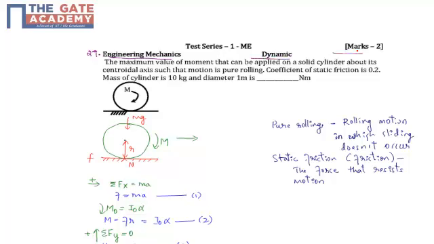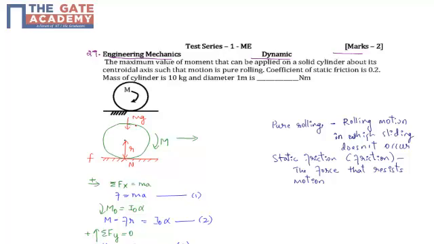Question number 29 is from test series 1, subject engineering mechanics and chapter dynamics, and it is of 2 marks. The question says: find the maximum value of the moment that can be applied on a solid cylinder about its centroidal axis such that the motion is pure rolling. The coefficient of static friction is 0.2, the mass of the cylinder is 10 kg, and the diameter is 1 meter. So we have to find the maximum value of the moment.